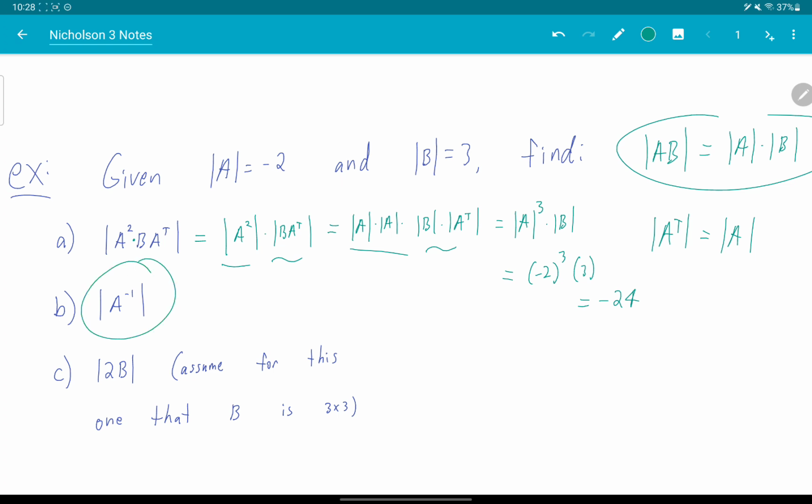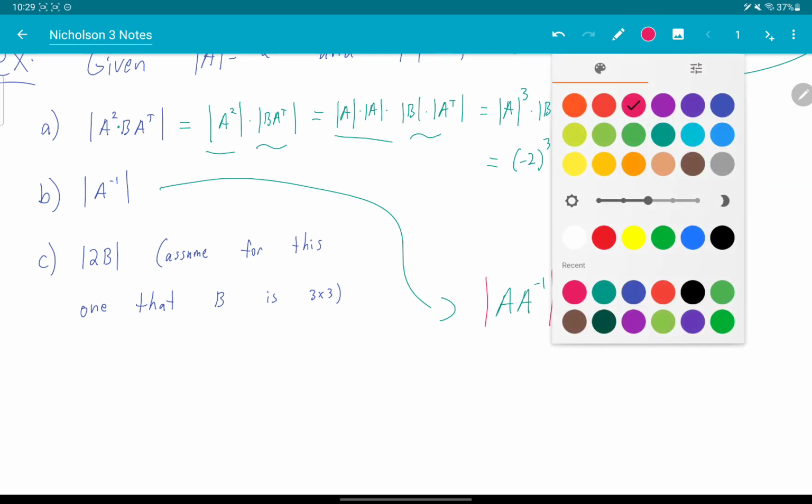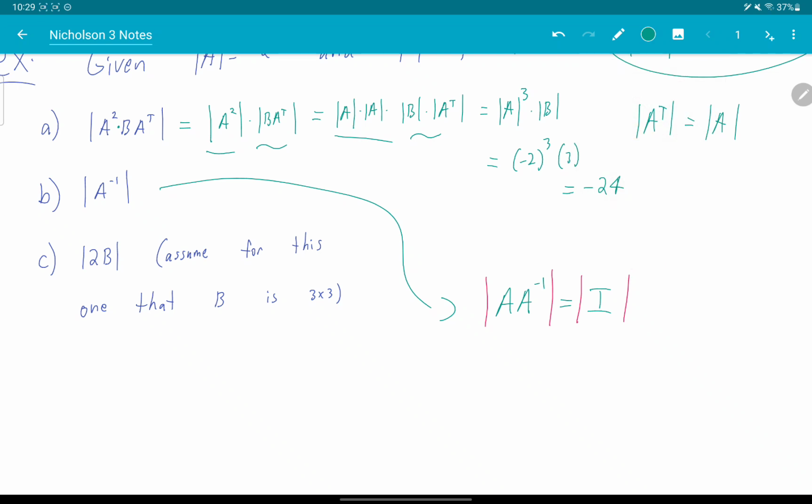Okay, the determinant of A inverse. This is a bit trickier. I'm going to be clever, as I usually am. I'm going to go A times A inverse is the identity, right? And then I'll take the determinant of both sides. What happens? Math the magic.